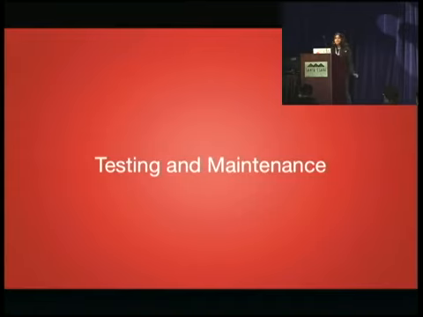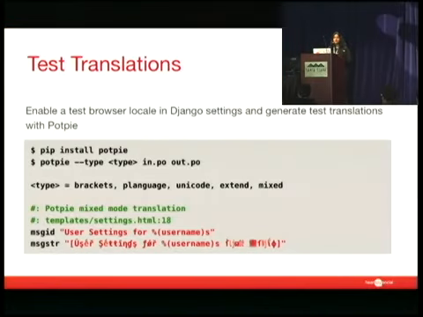Up next is some testing and maintenance. So great, this is a very scalable process, and by enabling a simple test locale in your Django app, you can do some extensive testing around your translations. There's an external package called podpy, which is a really great package to generate test translations. All you have to do is enable a test locale in your Django settings file, and you can always ensure that those test locales are only available in your development environment.